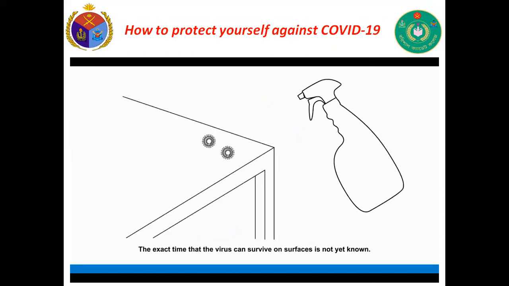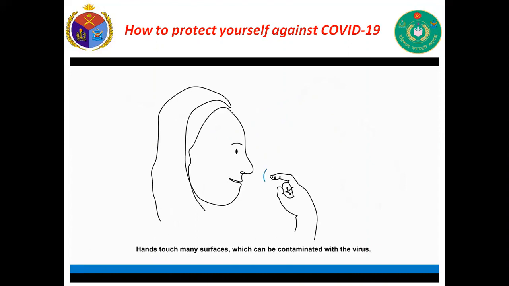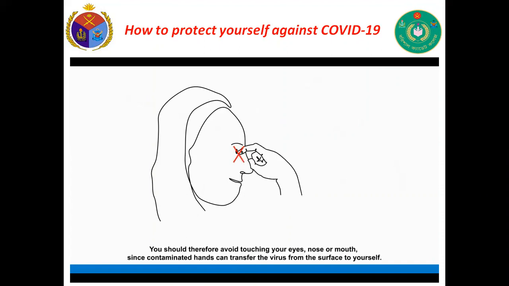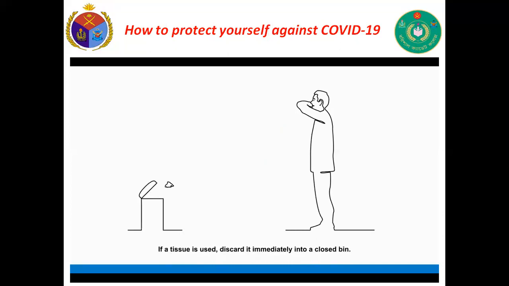The exact time that the virus can survive on surfaces is not yet known. So it is wise to clean surfaces regularly, particularly in the vicinity of people infected with COVID-19. Hands touch many surfaces, which can be contaminated with the virus. You should therefore avoid touching your eyes, nose, or mouth, since contaminated hands can transfer the virus from the surface to yourself. When coughing or sneezing, cover your mouth and nose with the bend of your elbow or use a disposable tissue. If a tissue is used, discard it immediately into a closed bin.